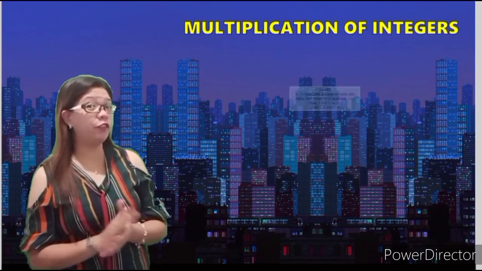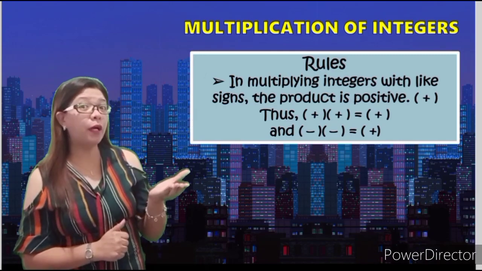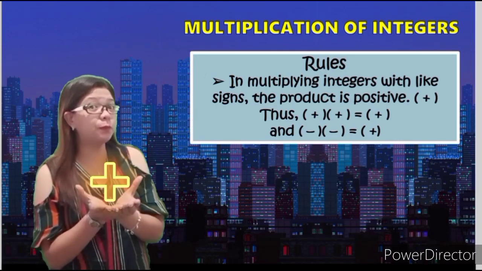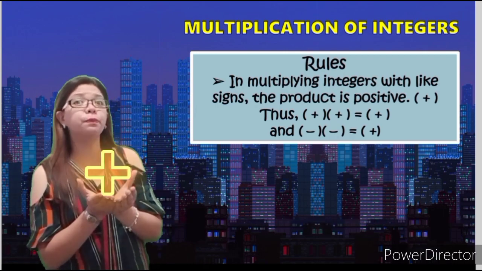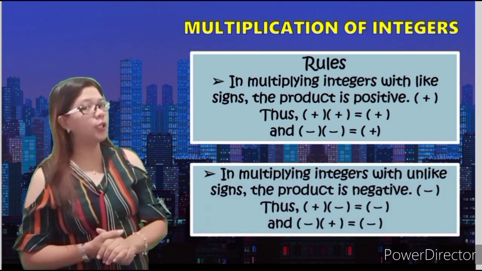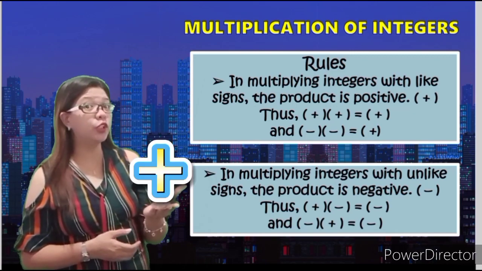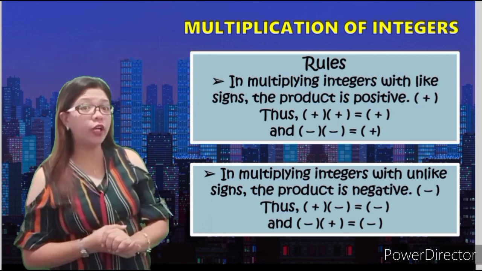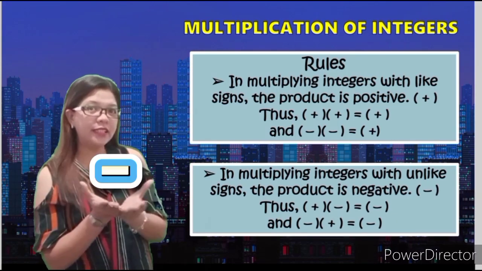In multiplication of integers, multiplying like sign, the product is positive. Thus, positive and positive, the product is positive. Negative and negative, the product is also positive. And in multiplying with unlike sign, the product is negative. Thus, positive multiplied by negative, the product is negative. And if we are multiplying negative and positive, the product is negative.